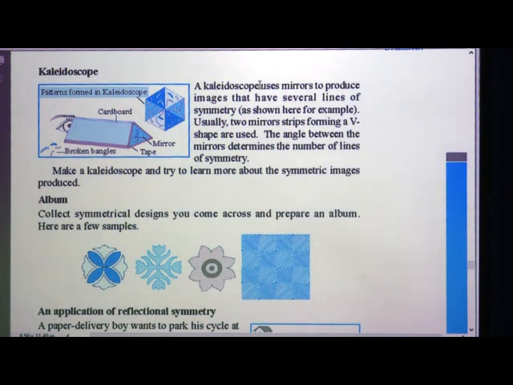Kaleidoscope. A kaleidoscope uses mirrors to produce images that have several lines of symmetry. Usually, 2 mirror strips forming a V shape are used. The angle between the mirrors determines the number of lines of symmetry. Make a kaleidoscope and try to learn more about the symmetric images.